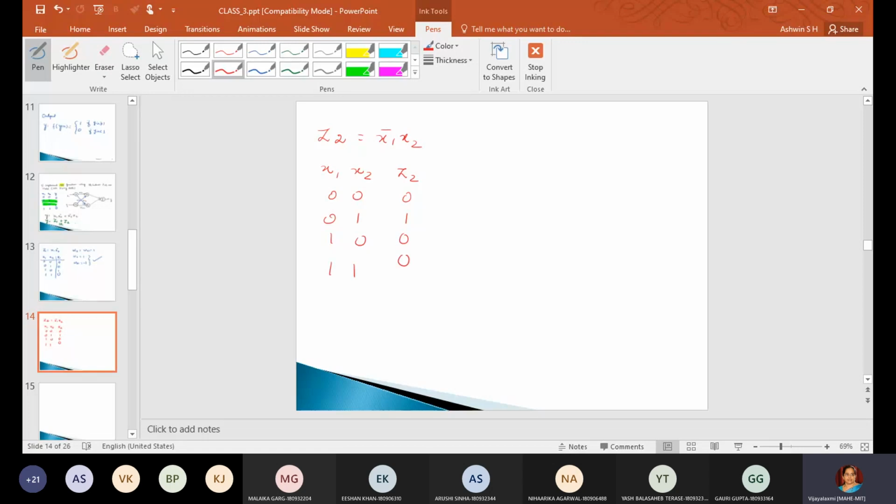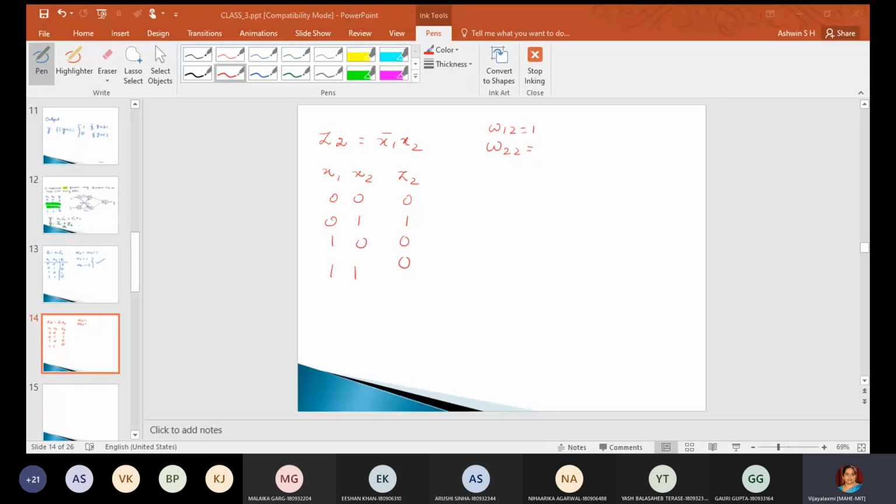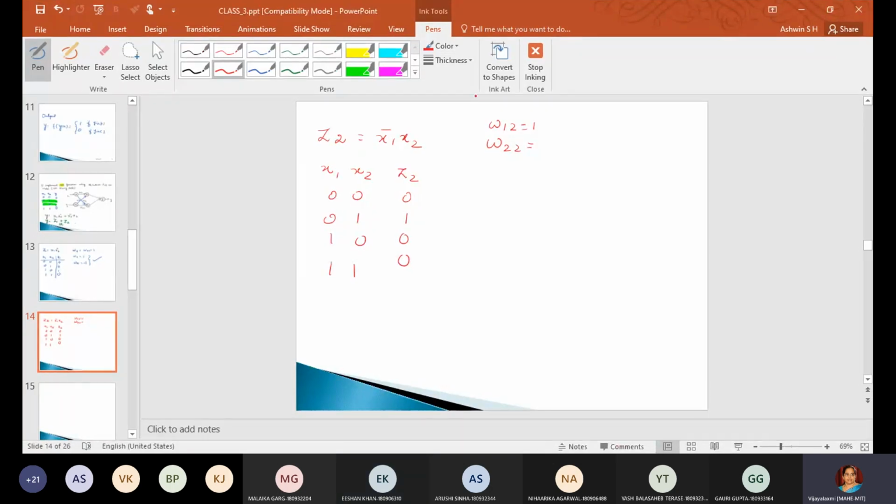Okay, you repeat the entire process. Minus 1 and 1. W22 should be required, and you require w12. All of you, please try to do this. I'm just telling the steps. What is the answer you told? Minus 1, 1. You are telling w12 is minus 1, right? Yes, ma'am. And w22 is 1, right? Okay.